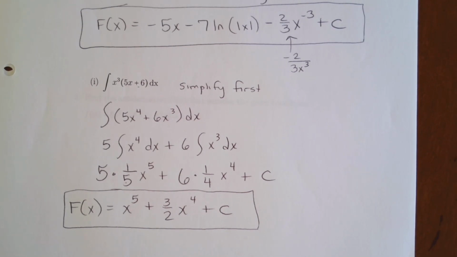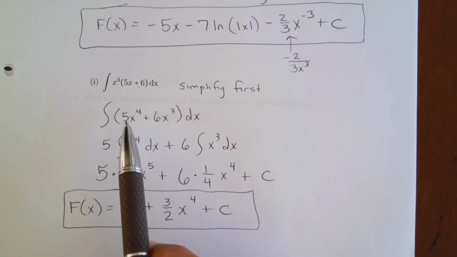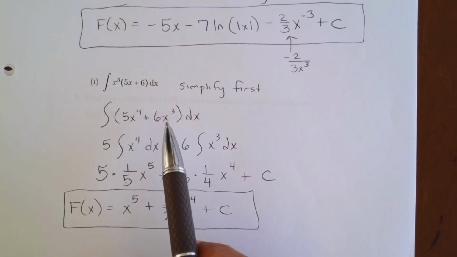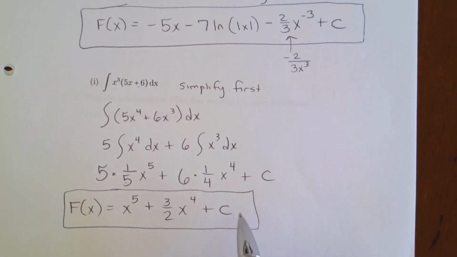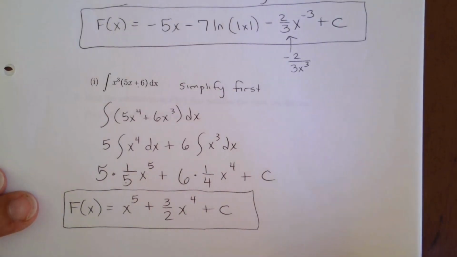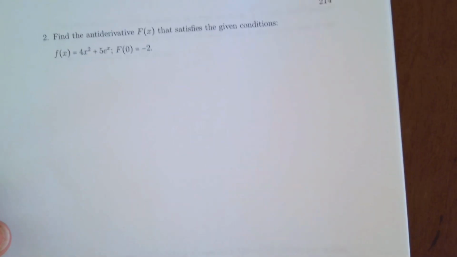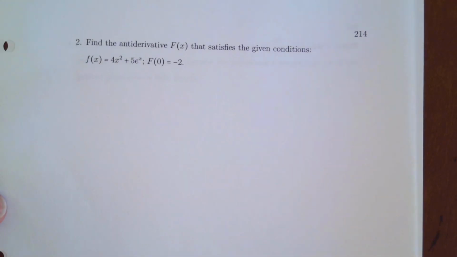Okay, and again, the nice part is you can check. The derivative of x to the fifth is 5x to the fourth. The derivative of 3 halves x to the fourth would be 12 halves, which is 6x to the third. So always nice, just don't forget that plus c. We're going to use it now on the next page, so you'll see why we want that there. Okay? So far we haven't been given any information to find it, but now on these last few problems we are. All right, we're finally at number 2.